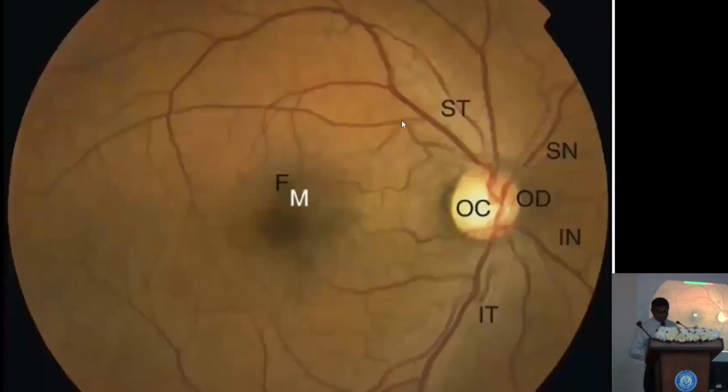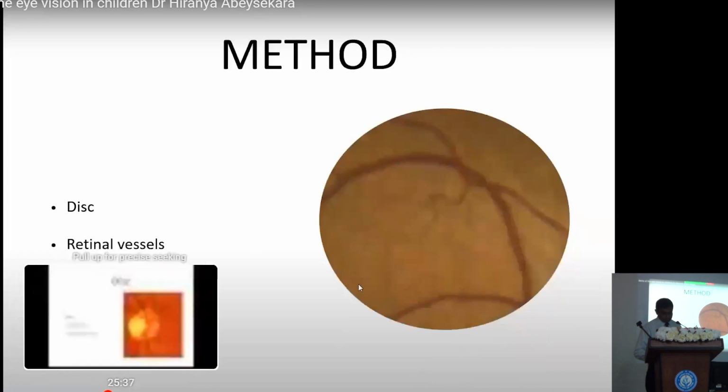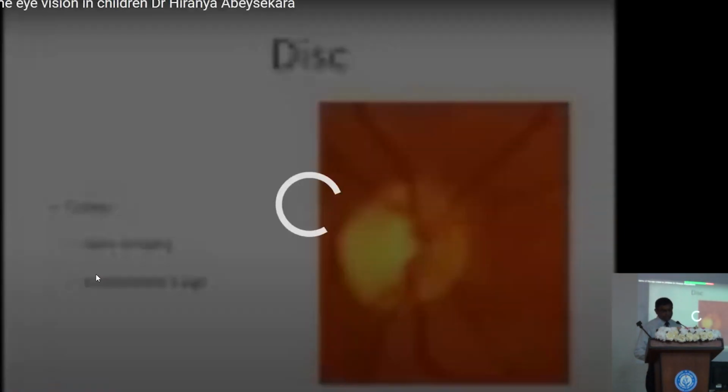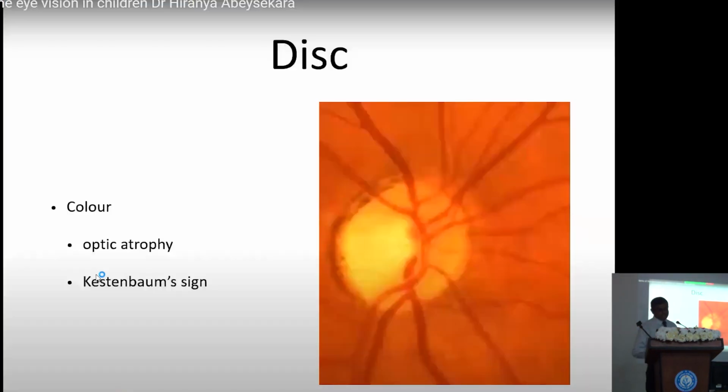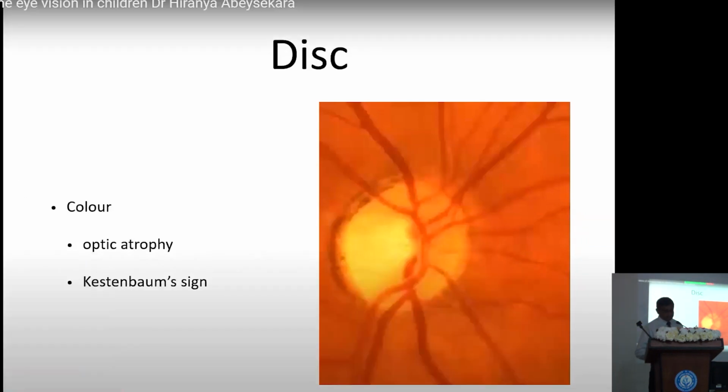So disc, you notice the color, right? It's very important because the disc color can indicate optic atrophy. Right? Optic atrophy can be a feature of cerebral pathology, increased intracranial pressure or tumor, something like that.